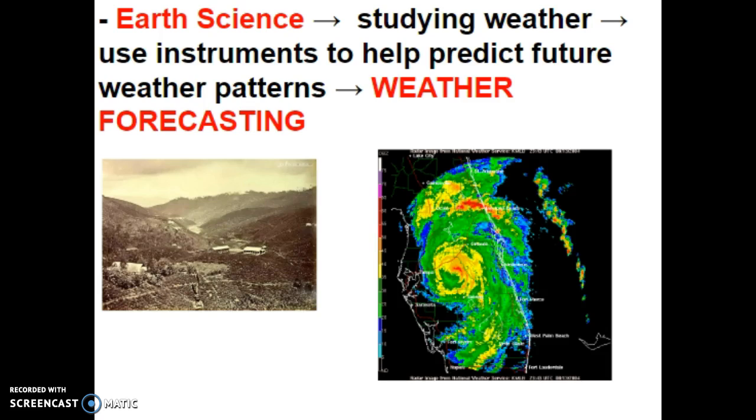In the field of earth science, we have studying weather patterns. Thousands of years ago, it was believed that the god or goddess was either happy or upset, and that's why weather patterns were the way they were. Once we started to realize that certain weather phenomena happened at particular times of year, we could start to use that knowledge and apply that to design instruments to help us predict future weather patterns, so we can develop the science and technology of weather forecasting.